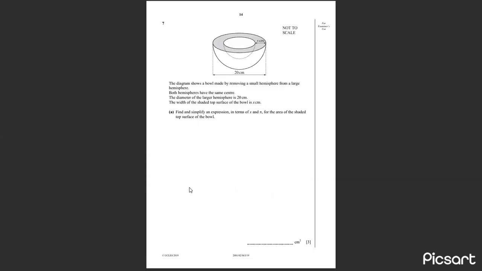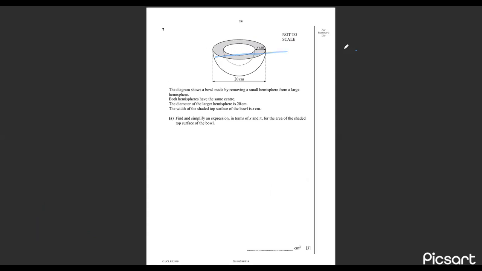Let's see the next. Here is an amazing question. Here the diagram shows a pebble made by removing a small hemisphere. And remember the hemisphere, this is a sphere, but we cut it into half, so we call it a hemisphere. The sphere is a ball, okay? And here both hemispheres have the same center, because here we have the small one and here we have the large one. Okay, the diameter of the large hemisphere is 20. So here we say the radius will be equal to 10.